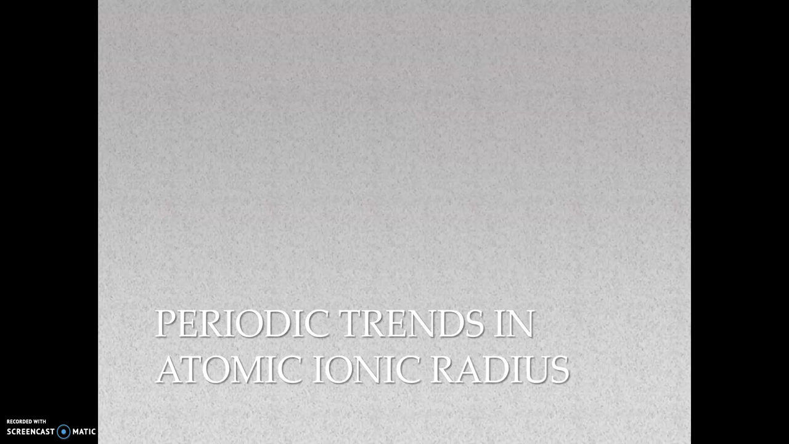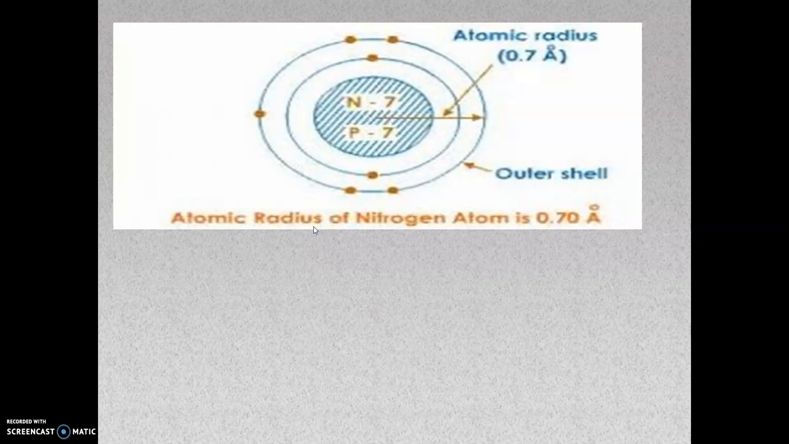See the periodic trends in atomic and ionic radius, how it will vary in the groups and periods. Before that, what is the structure of an atom? From our childhood we have been studying atoms having this type of structure. It's like a circle, and in the center there is the nucleus and electrons are revolving around in orbits.